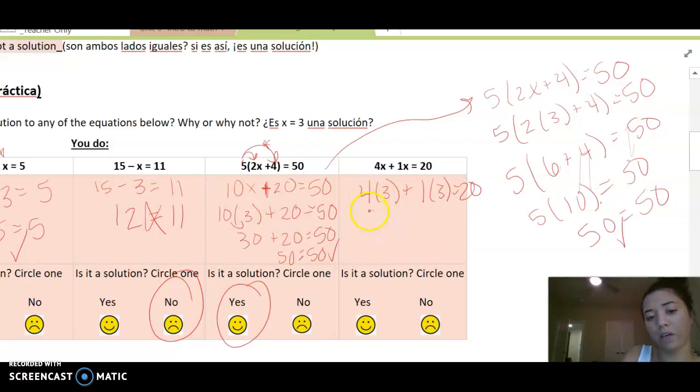4 times 3 is 12. 1 times 3 is 3. 12, 13, 14, 15. 15 does not equal 20.